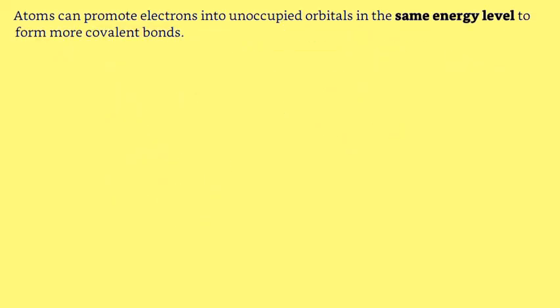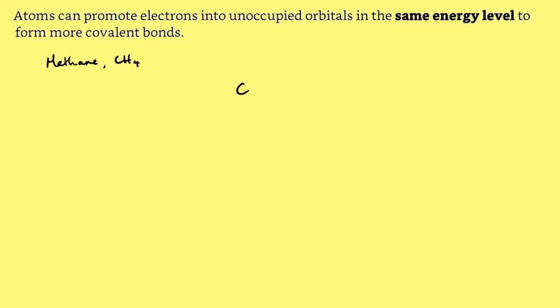It is that atoms can promote electrons into unoccupied orbitals in the same energy level to form more covalent bonds. To illustrate this point, I'm guessing this doesn't make sense straight away. So to illustrate this point, let's have a look at methane. And we'll be familiar with methane from GCSE, and you know that methane is CH4.